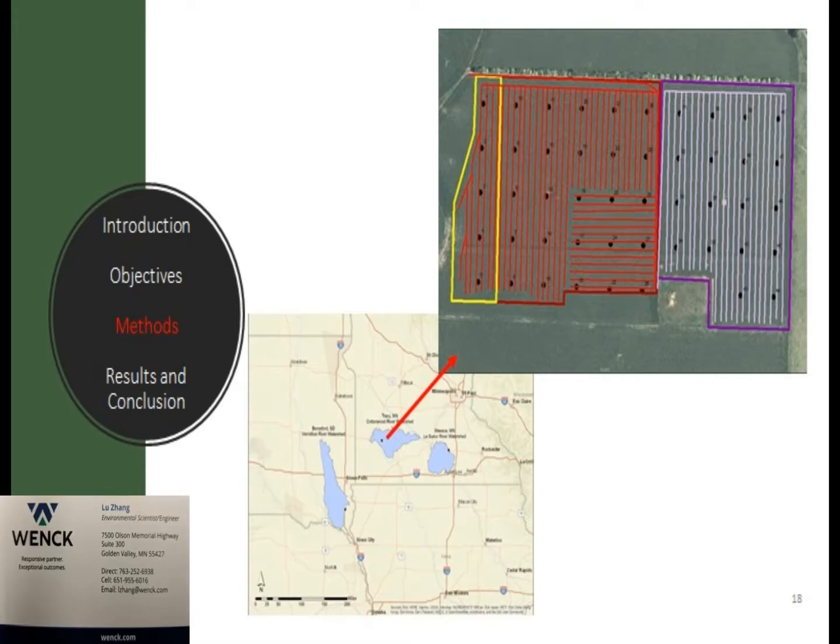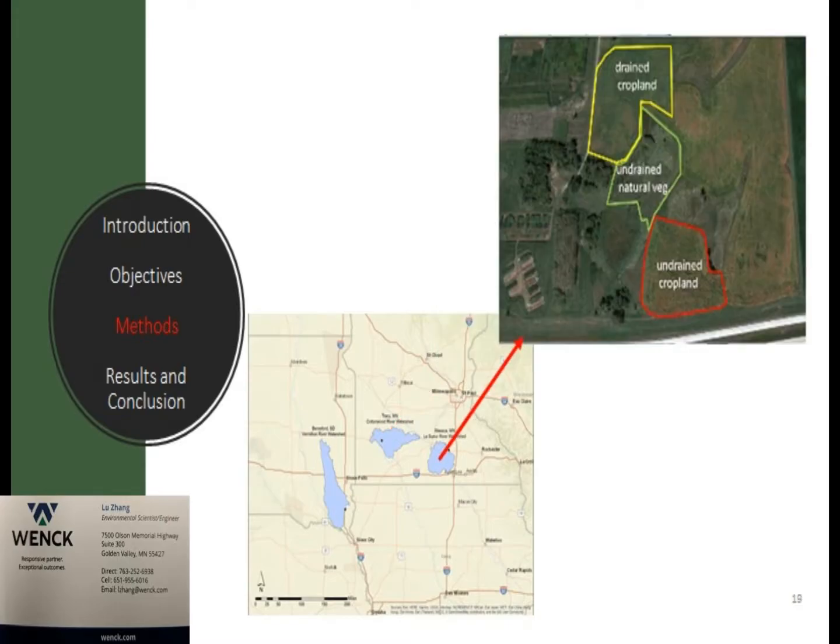This is Tracy, and there are 2 main fields. The red one is the west field, and the purple one is the east field. They're all tile drained, and there's tile data on both fields. For Waseca, there are 3 types of field: drained cropland, undrained natural vegetation, and undrained cropland. There's soil moisture data in all of them as well. So it's a different condition at every site, but then we'll put the information together.